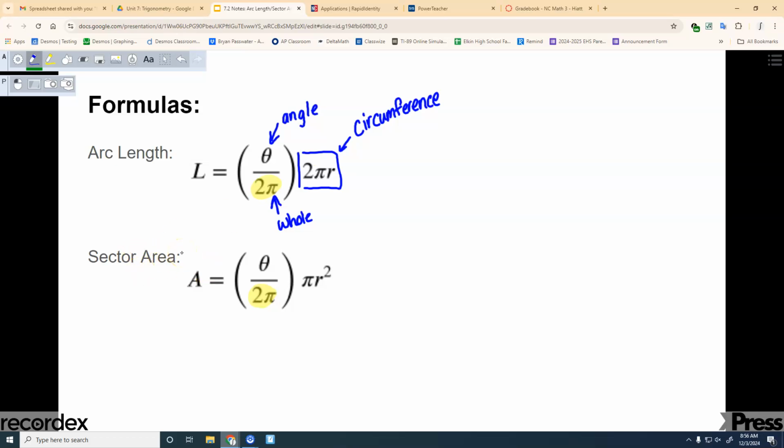Sector area is similar. You still have this top part is your angle. The bottom part is 2 pi, which is the whole circle. And then what is pi r squared? What is that for a circle? Pi r squared. That's another formula we have. That's your area of the circle.